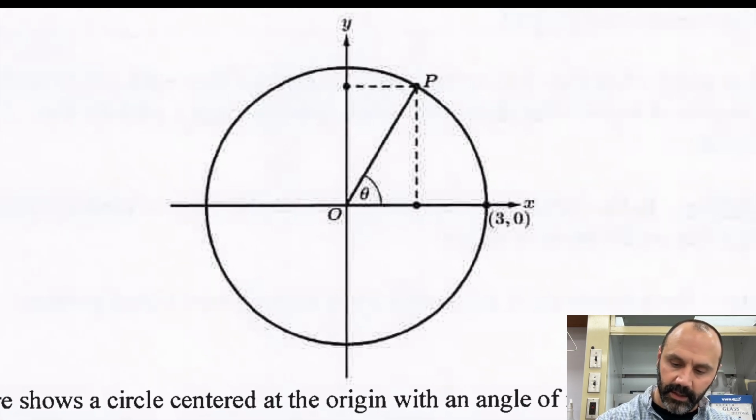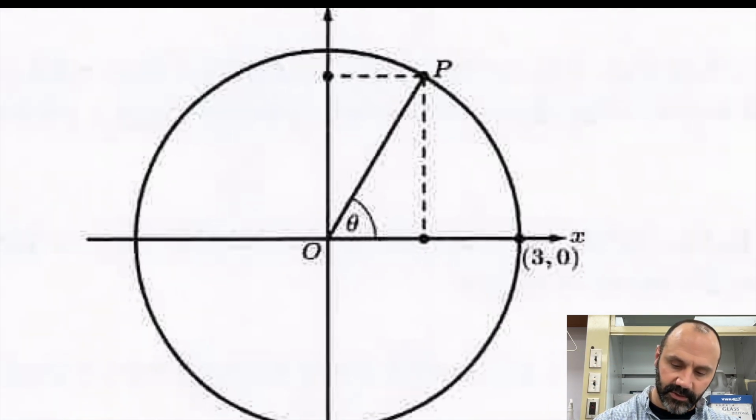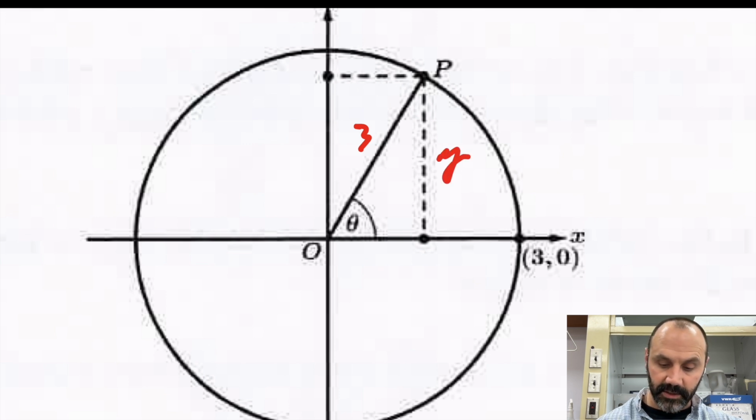Looking at this right away, what I want to do is label some things just to help me visualize everything. So this is a 3. And then this is the opposite side. This is the y, and then the adjacent side is the x. Again, it's a right triangle here.